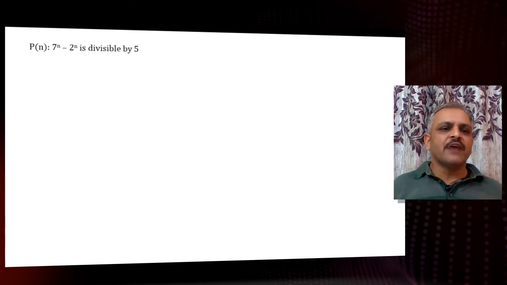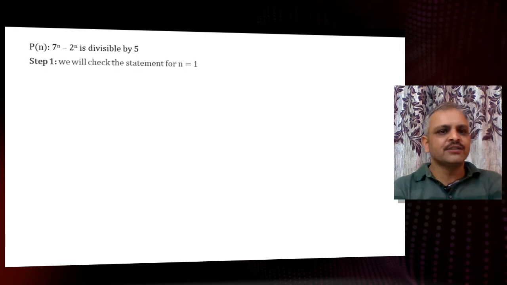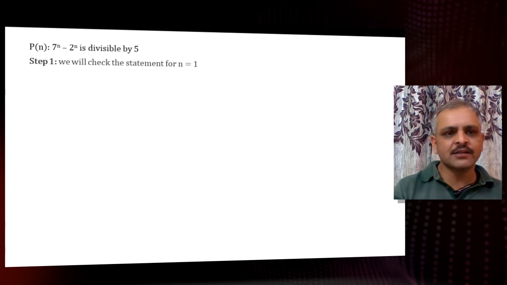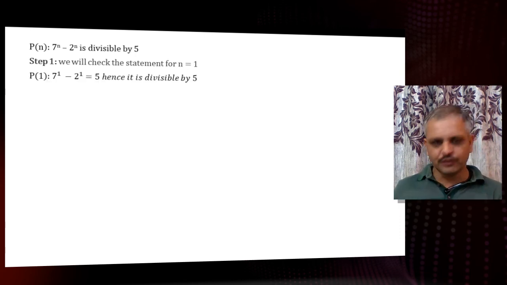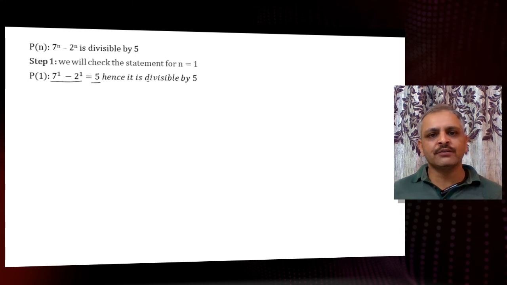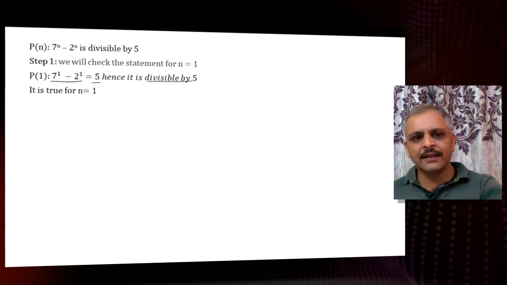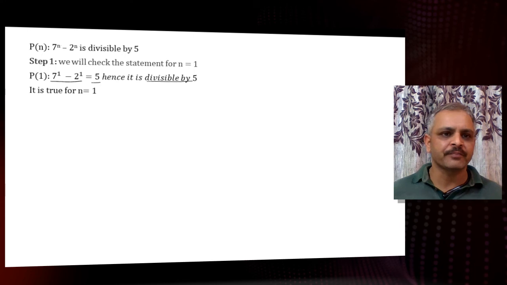Our next sum is, we have to prove that 7 raised to power n minus 2 raised to power n is divisible by 5. So first step will be, we will check the statement for n is equal to 1. So if I check it for n is equal to 1, replace the n with 1. So it will become 7 raised to power 1 minus 2 raised to power 1 is equal to 5. And which is equal to 5. So it is divisible by 5. I can declare that yes, it is true for n is equal to 1.